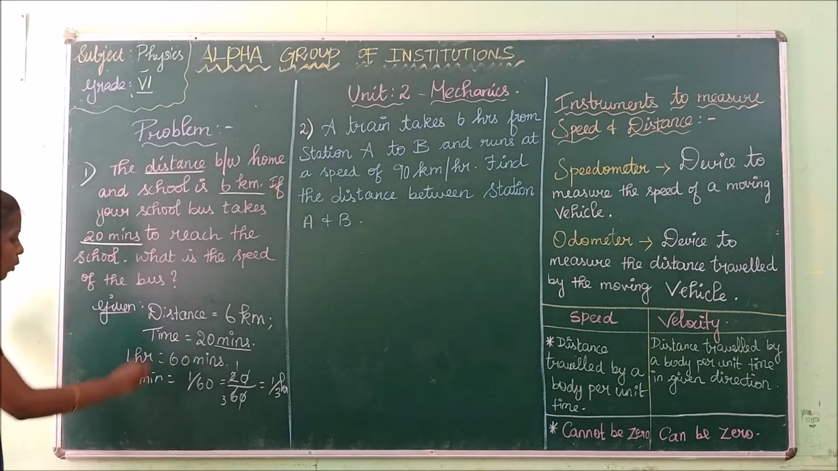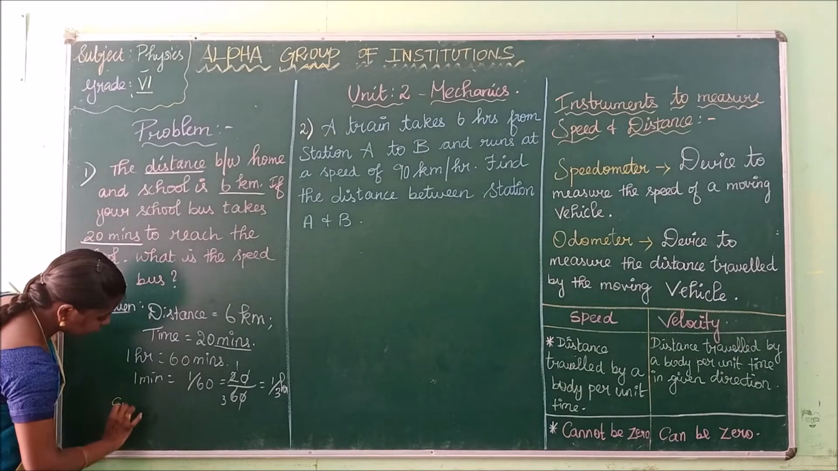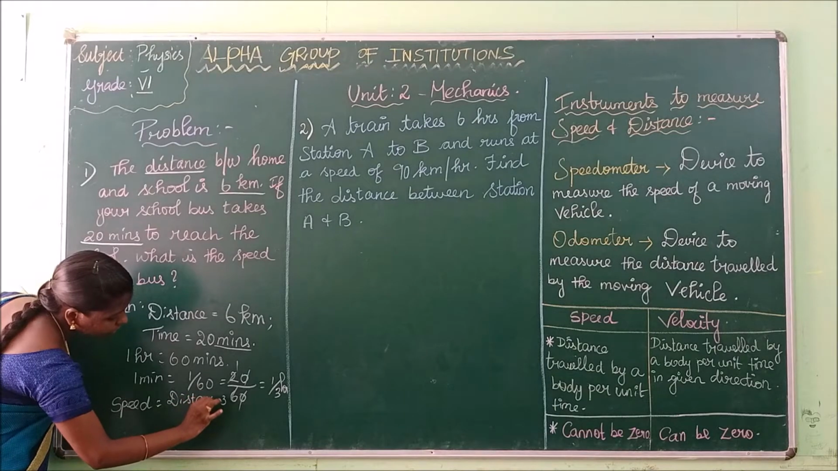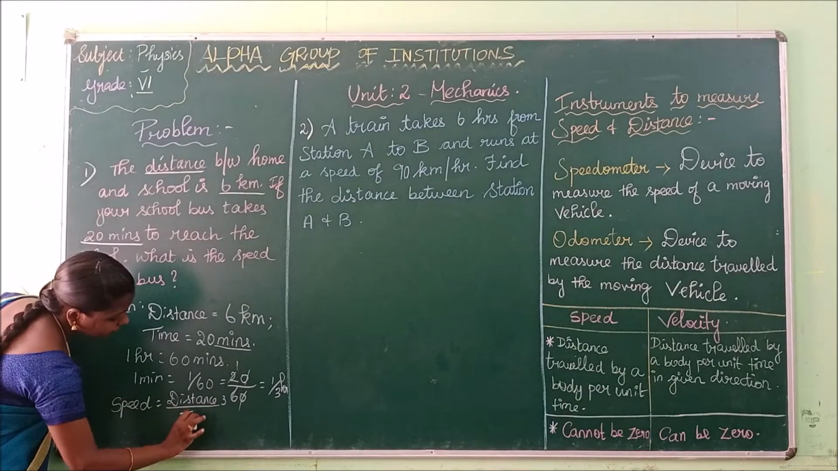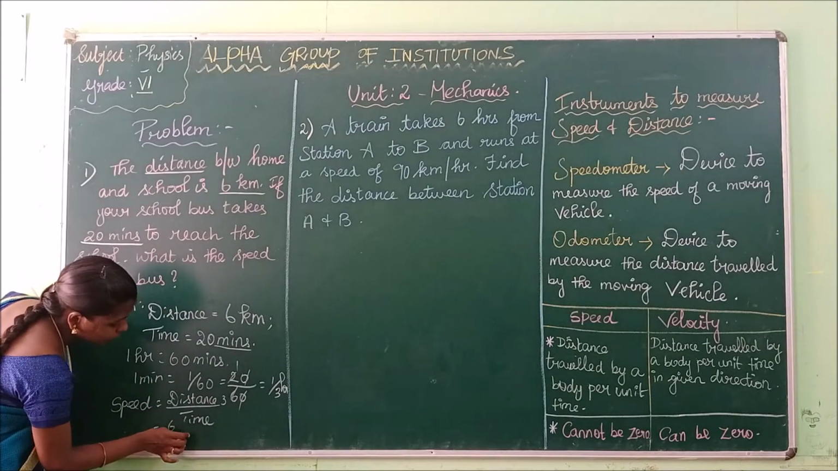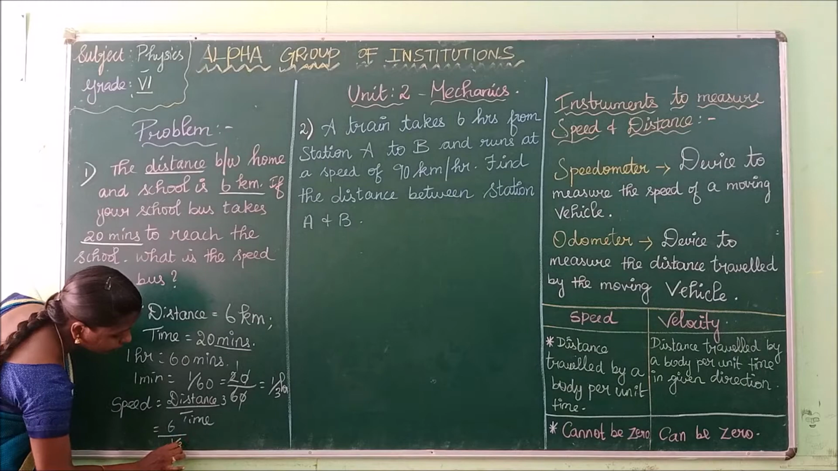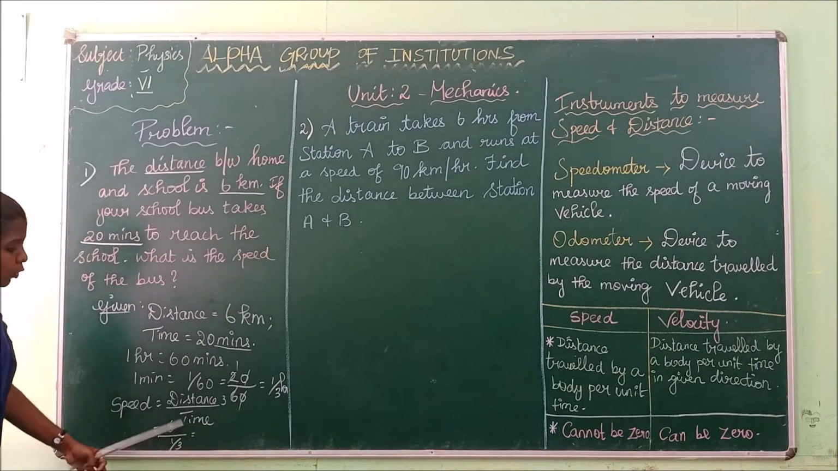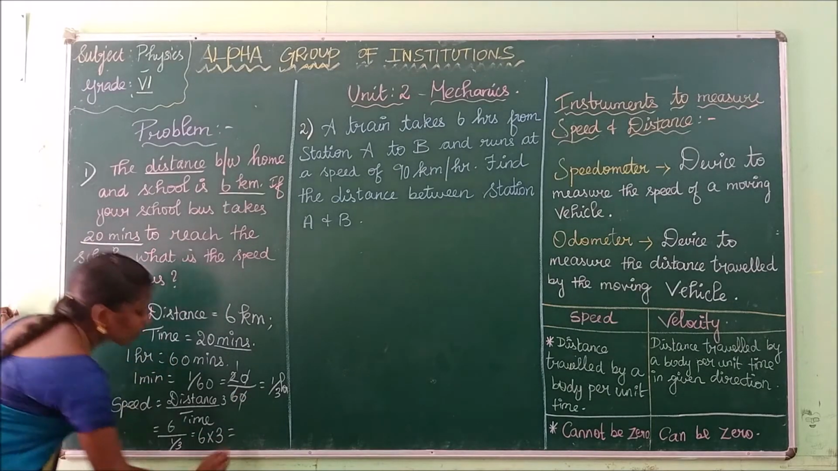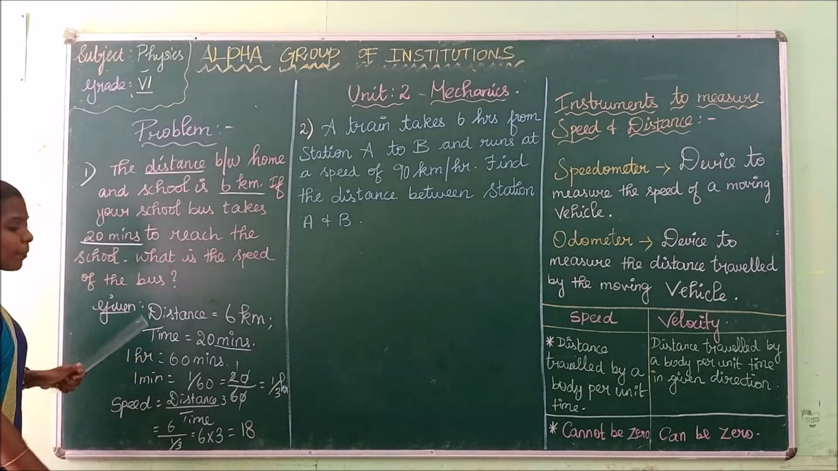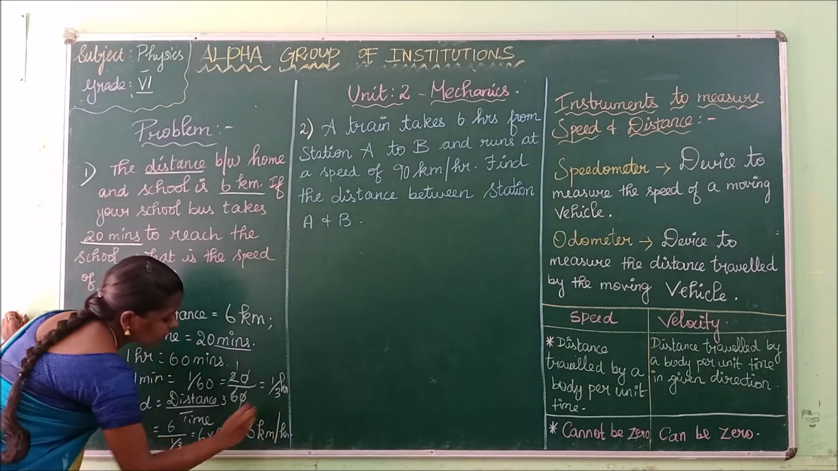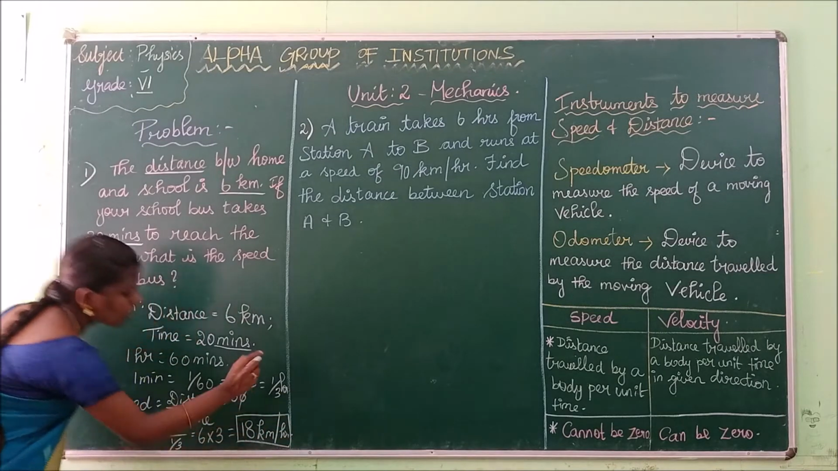Now substitute in this formula. What is the formula for speed? Speed equal to distance by time. What is the value for distance? Distance is 6 kilometer. What is time? Time is 1 by 3. If this 3 goes to the numerator, it becomes 6 into 3. 6 3s are 18. What is the unit of speed? Unit of speed is kilometer per hour. Yes, this is the final answer for this problem.